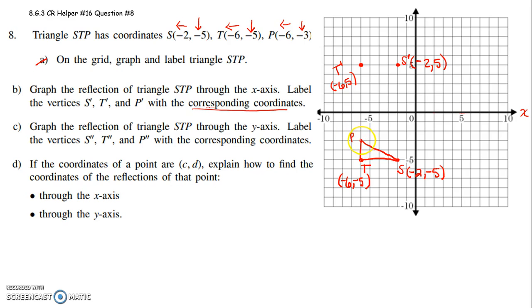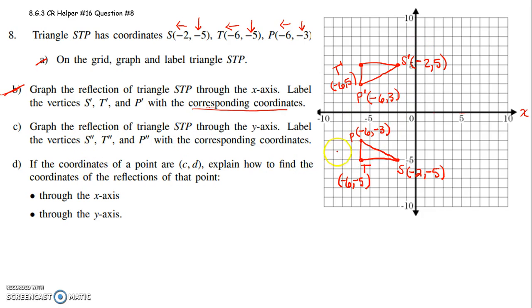P was 3 below the x-axis, so I'll plot it 1, 2, 3 above the x-axis. And there we have P prime. P prime would be (-6, +3). I have this beautiful right triangle that's a mirror image of the original. Again, the original P was (-6, -3). Hopefully, again, you notice when we reflect over the x-axis, the x coordinate stays the same, the y coordinate changes sign. I've just done part B. And I've labeled the corresponding coordinates and everything.